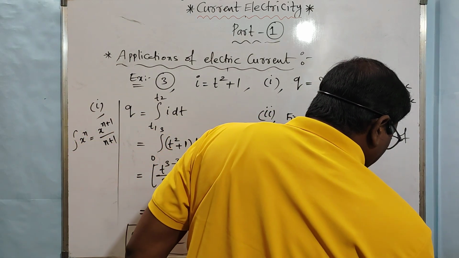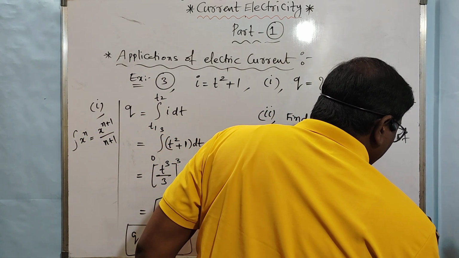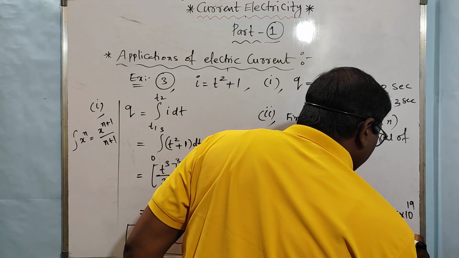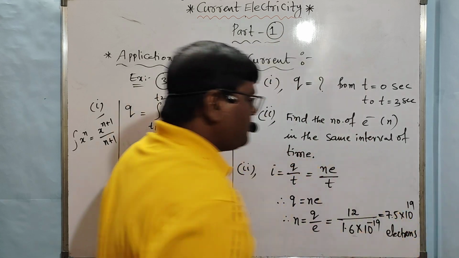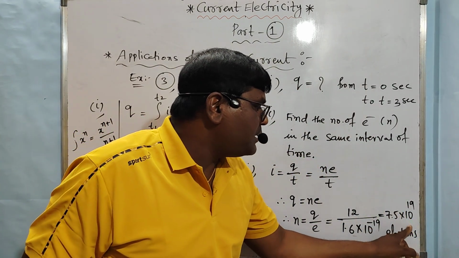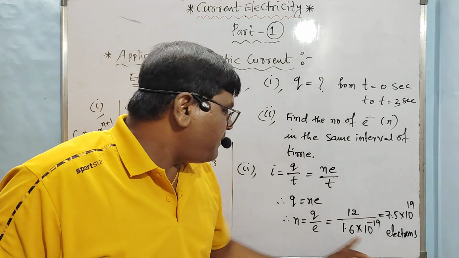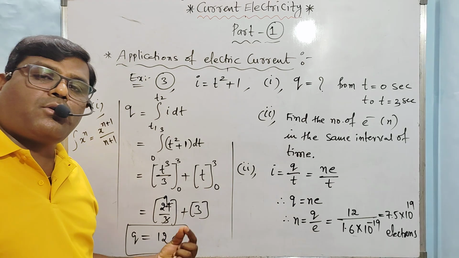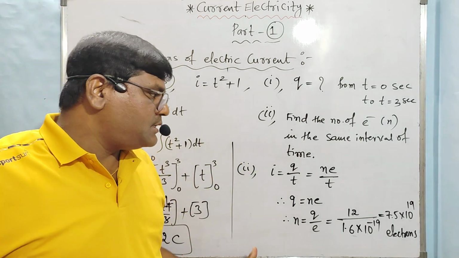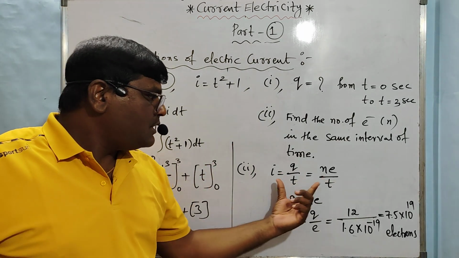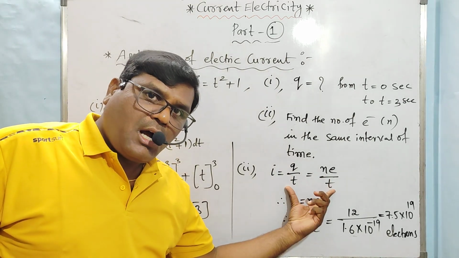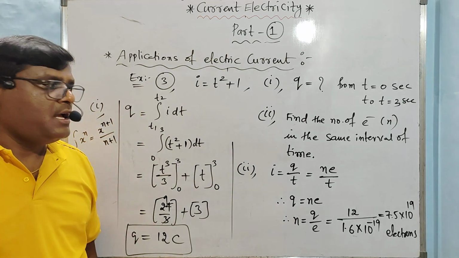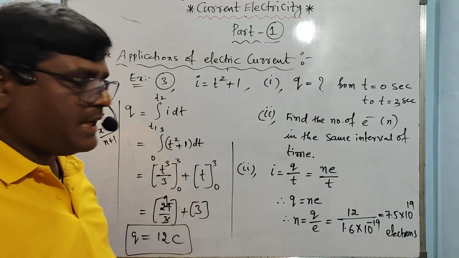If you do this one, we will get here what? 7.5 into 10 to the power of 19 electrons. So this many electrons, 7.5 into 10 to the power of 19 electrons, can cross through that conductor when a charge of 12 coulombs is crossing. This is the solution for these two problems. We will discuss the formulas in the applications of electric current. We discussed about this formula, but this is the application of these two formulas in this problem.